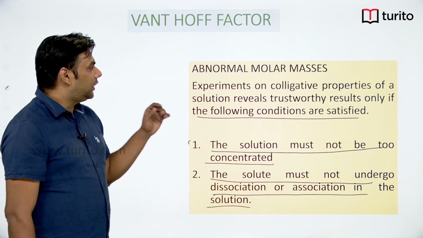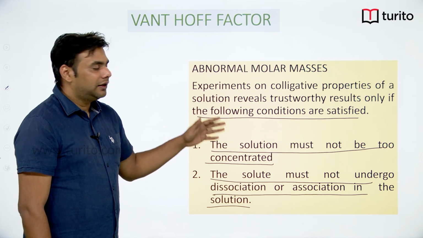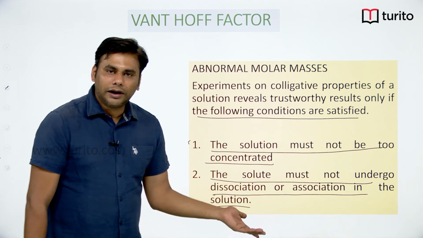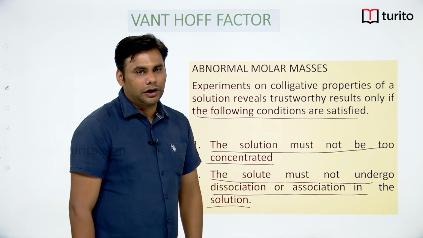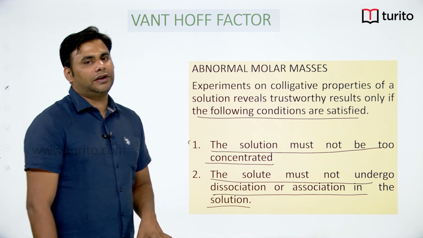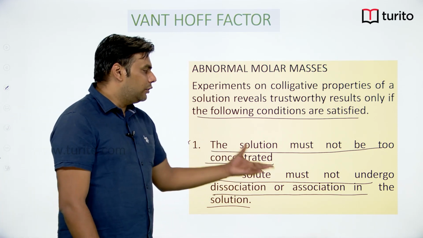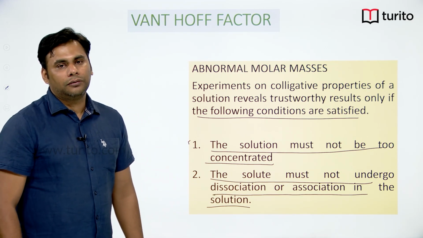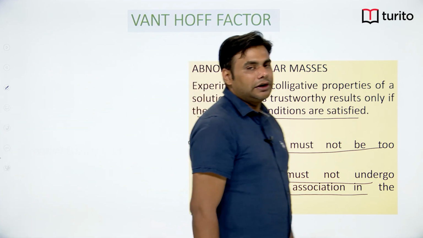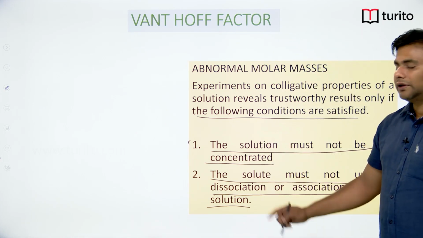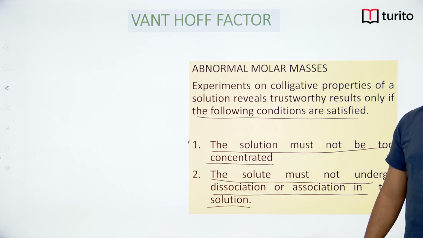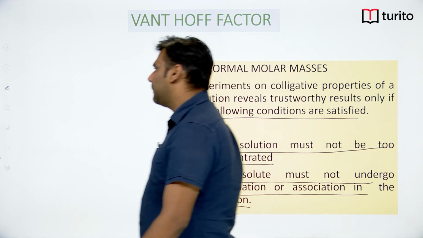So we have to take care of this fact, that if we are doing any experiments related to colligative property to find out the molar mass of an unknown compound, the solution must not be too concentrated and the solute must not undergo association or dissociation in the solution. Because if the solute undergoes association and dissociation, the number of particles would change, and if the number of particles changes, the colligative property would change. Hope this is clear to you.